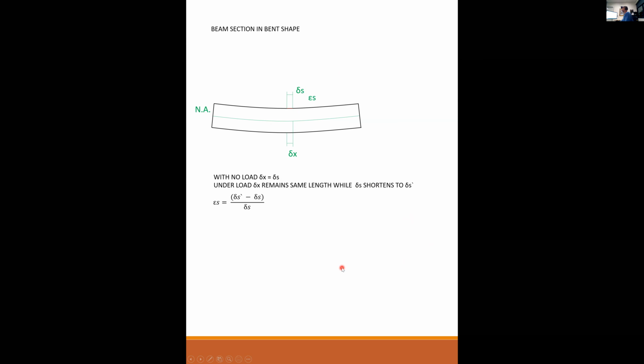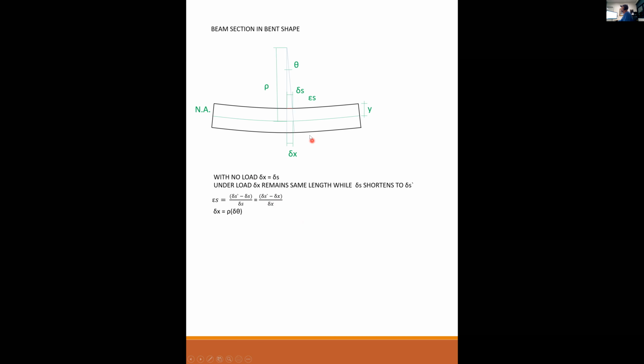So the strain, as we were just noting, is equal to the new length minus the original length over the original length. The new length is delta S prime, so strain is delta S prime minus delta S over delta S, and that's the strain here at the top of the beam. The strain at the neutral axis, again, is zero. So the strain is also equal to delta S prime minus delta X over delta X, because delta X and delta S were the same length at the beginning.